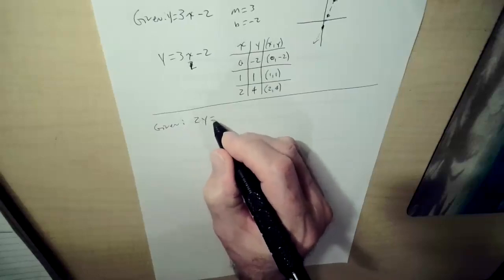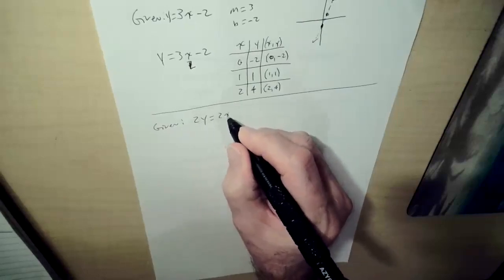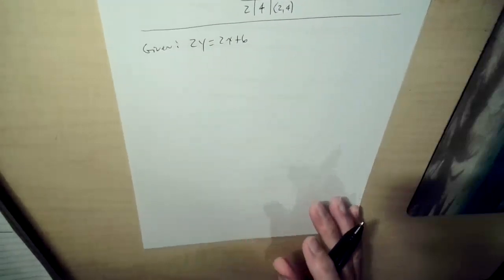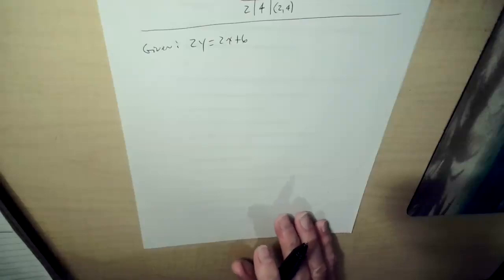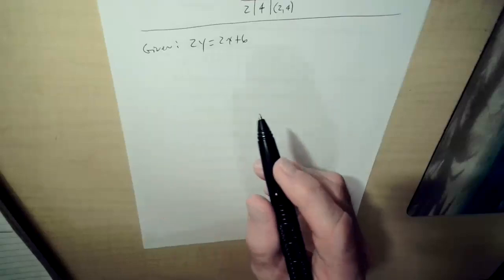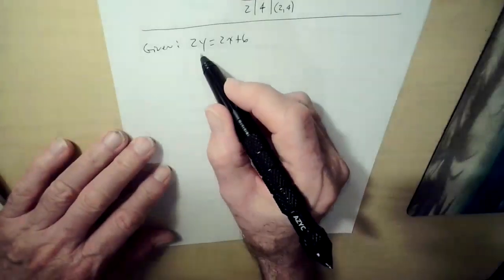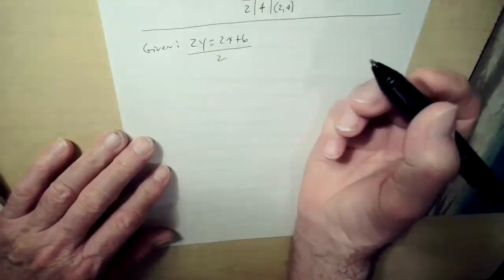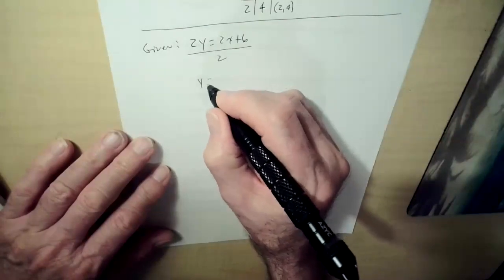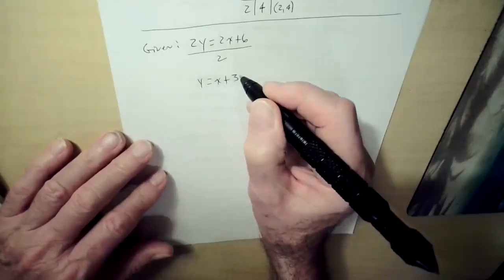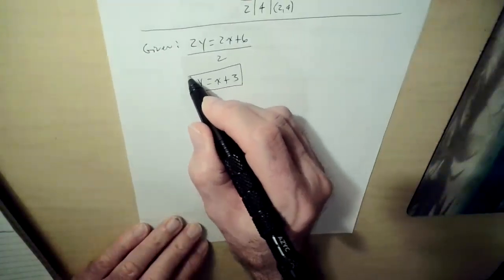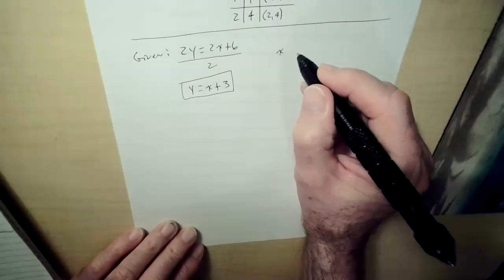Okay, so if you're given 2y equals 2x plus 6, is this in slope-intercept form? Nope. Really doesn't need to be, because you can calculate this just as easily, but it's much easier to get y over here by itself. So we're going to divide everything by 2, and we get y equals x plus 3.